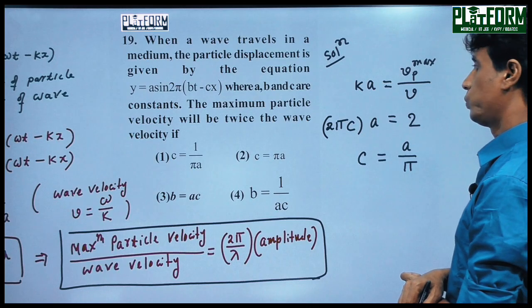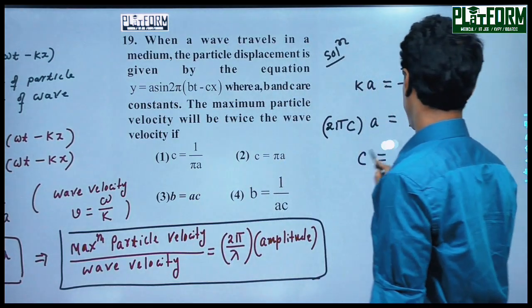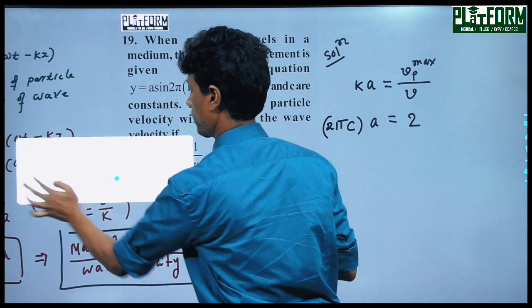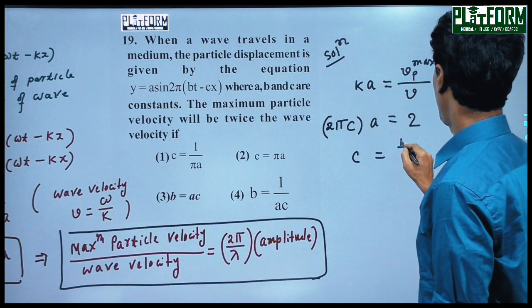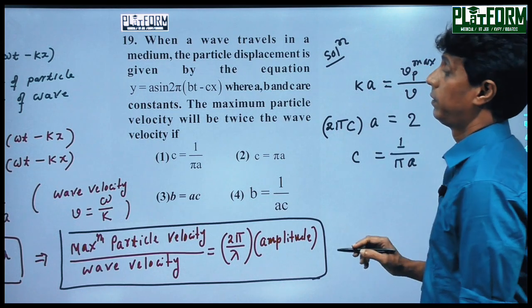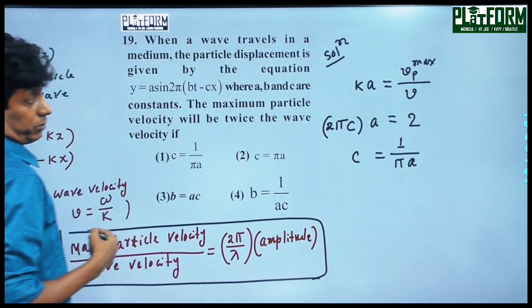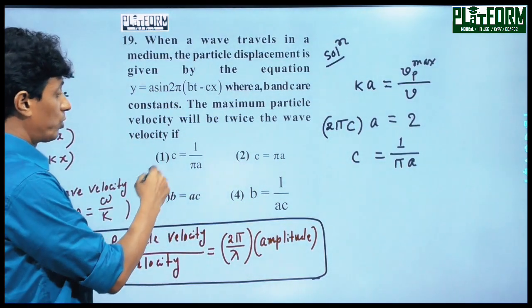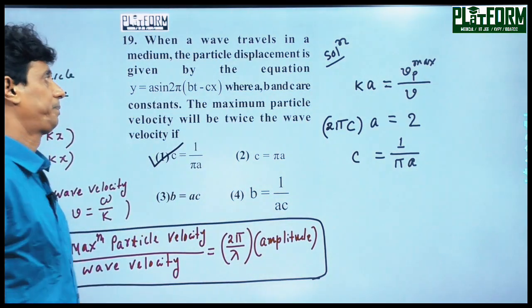So c is equal to 1 by pi a. Going through all the options, we immediately get c is equal to 1 by pi a. So the right option here is 1.